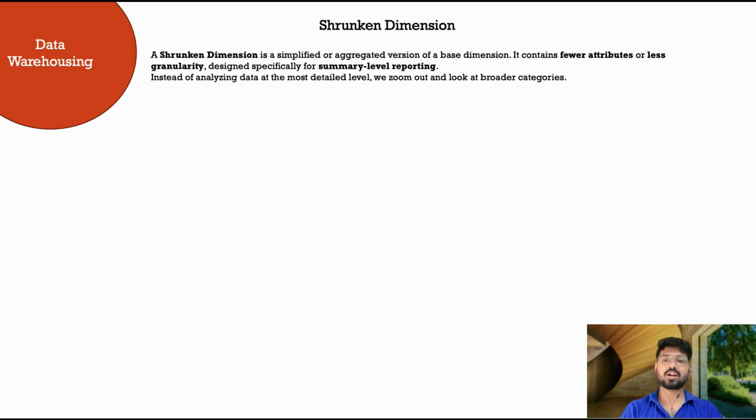Now talking about shrunken dimension. A shrunken dimension is a simplified or aggregated version. You have a base dimension and you shrink that dimension to a higher level of granularity so that you get faster performance.